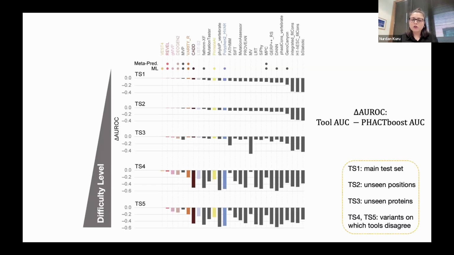By the way, while constructing TS4 and TS5, we didn't consider the real label, or the FACT and FactBoost scores. We just took the predictions of the 40 tools from dbNSFP and checked whether they disagree on a variant or not. And more importantly, we observe the highest gain from FactBoost over these harder cases, which highlights the success of FactBoost in terms of variant effect prediction.